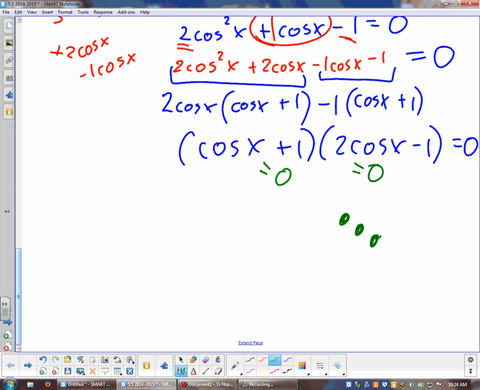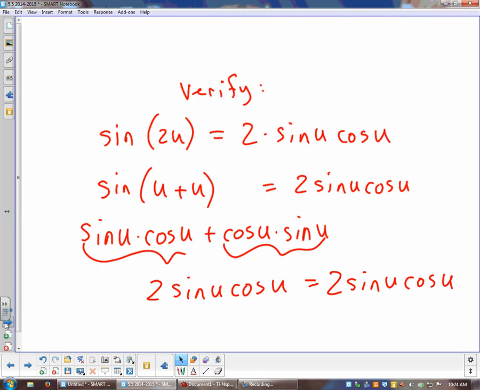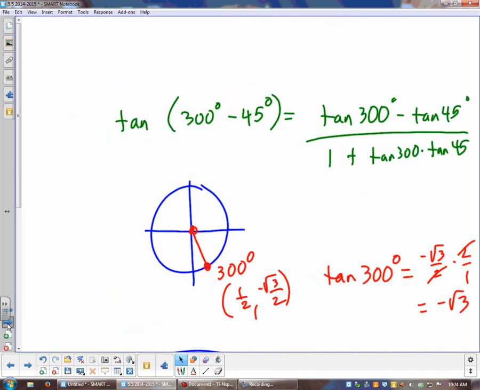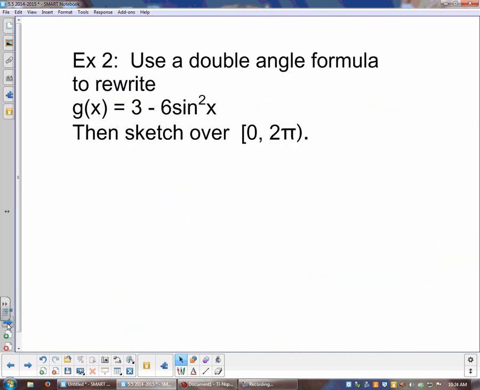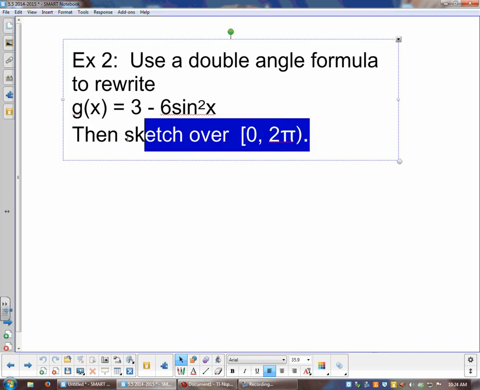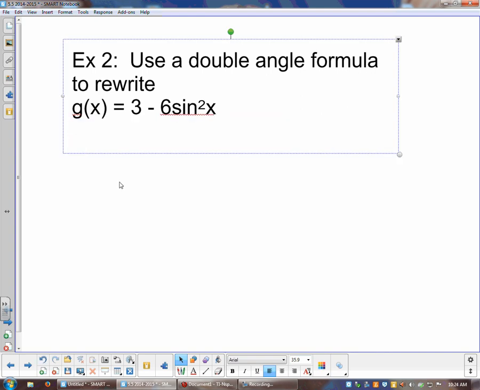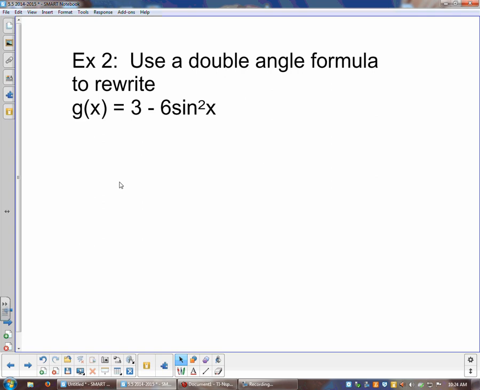All right, let's try this one, except we're not sketching. Okay, so use a double angle formula to rewrite g of x equals 3 minus 6 sine squared x. Well, if we're trying to use a double angle formula to rewrite, is there anything we could factor out of this first? Okay, so if I factor out 3, Billy, what will be left? 1 minus 2 sine squared x.